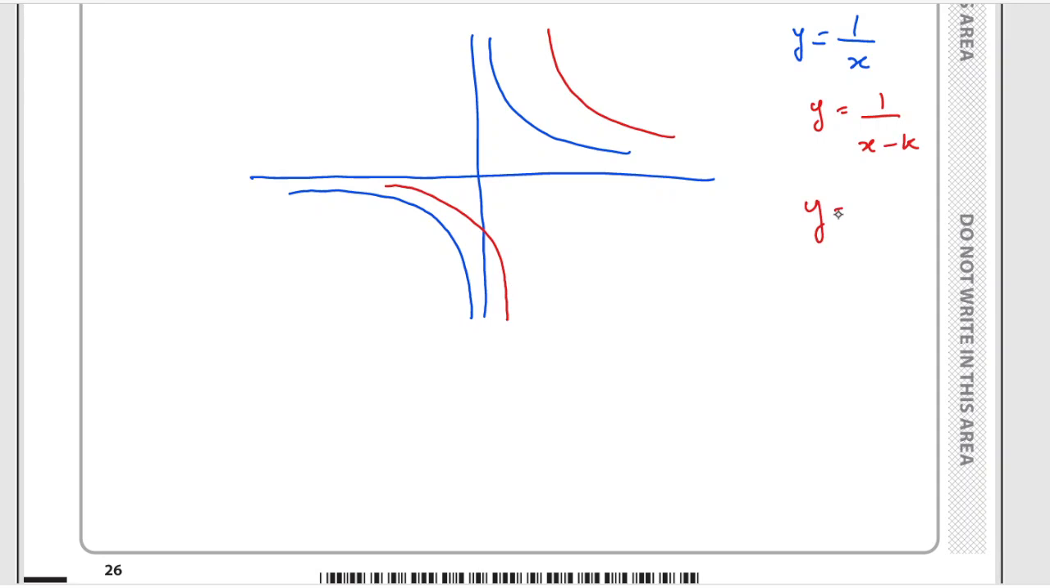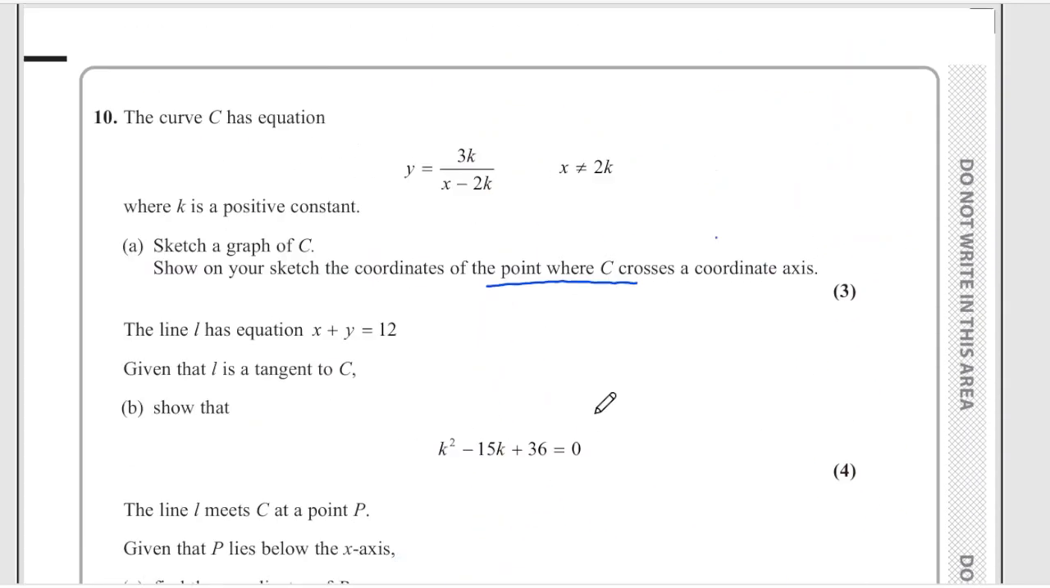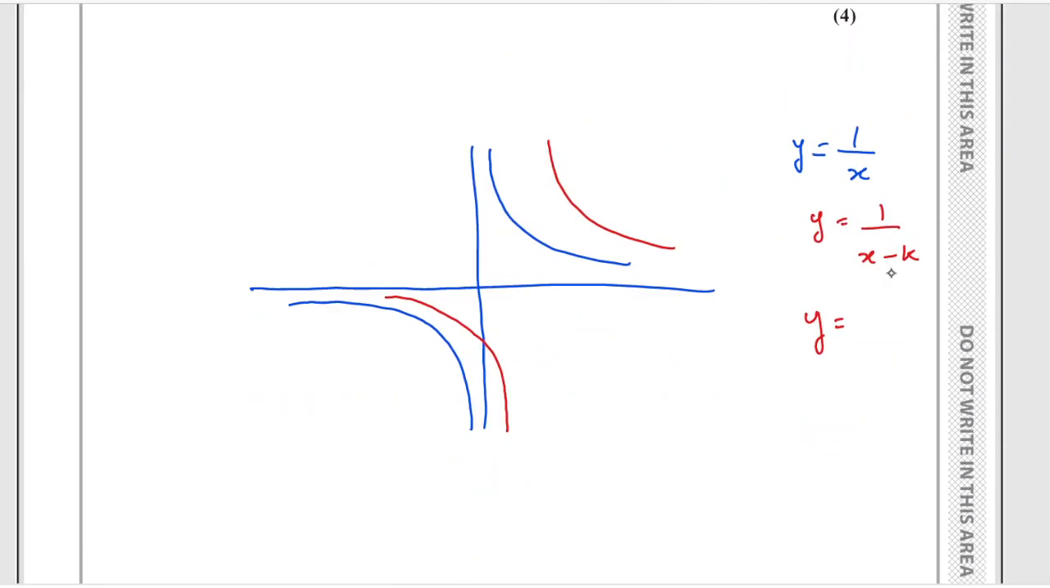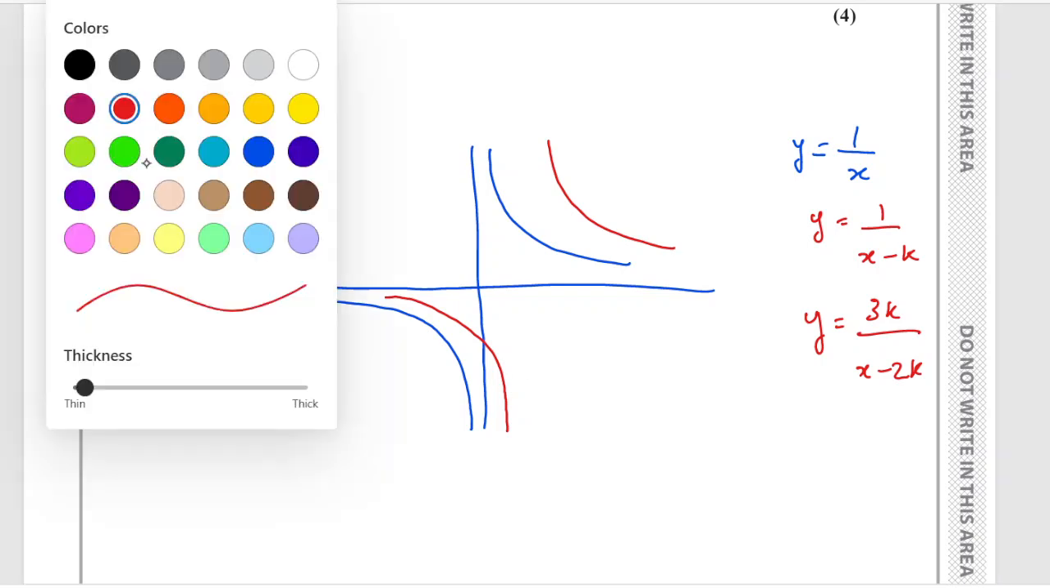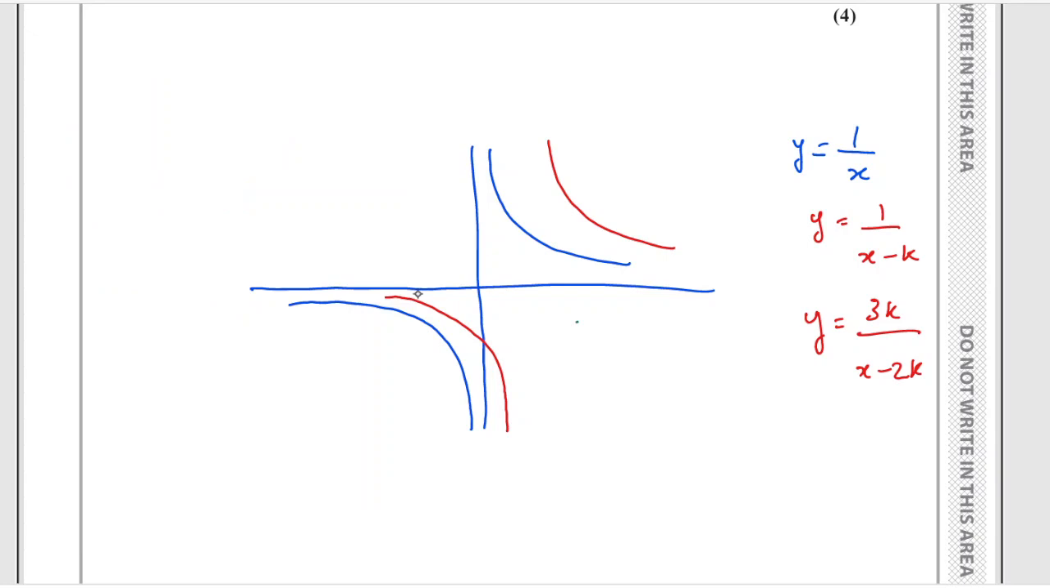But over here our function is not 1 over x minus k. Our function is y is equal to 3k divided by x minus 2k. So it is being shifted to the right by 2k units. Okay, so I'll draw another graph over here which would be shifted to the right by 2k units. I'll draw it with green color. So this green color graph is our required graph. So it has been shifted to the right by 2k units.